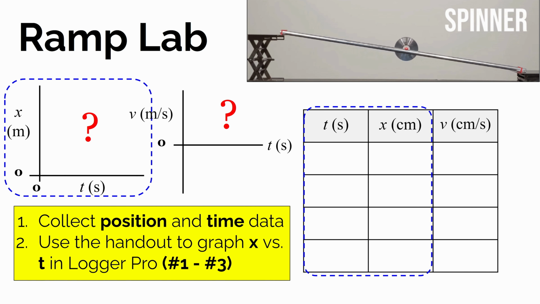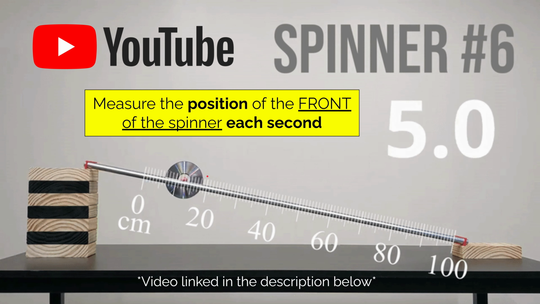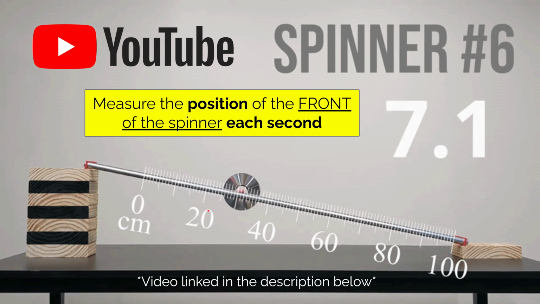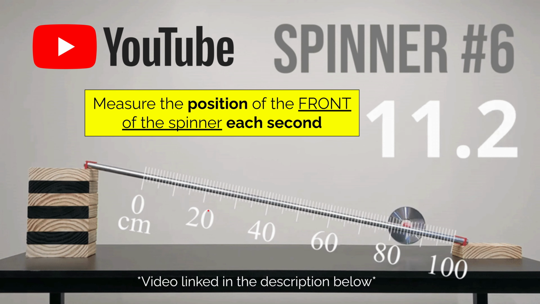To do that, we're going to start by collecting the position of the spinner as it moves down the ramp each and every second. So we're going to collect position and time data, and then we're going to eventually graph that using a software program called Logger Pro to do some further analysis, so we can then figure out what the velocity is at each specific time. In class, we collected data by marking the position of the spinner each and every second, so we had a table of position and time values. We could then make our quantitatively accurate position versus time graph.